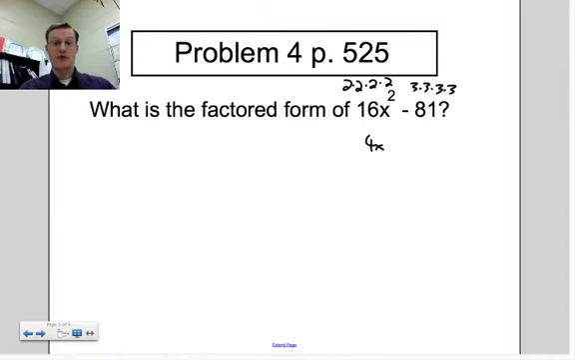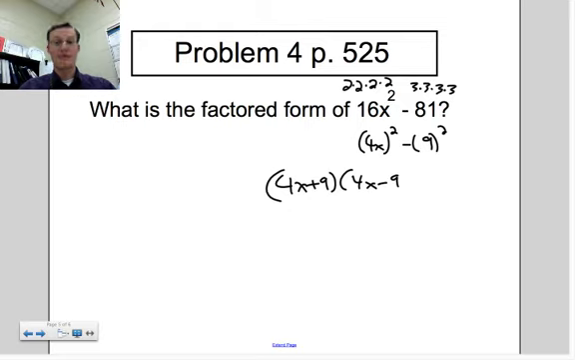So 16x squared, what times itself gives you 16x squared? Well, 4x times 4x gives you 16x squared. What times itself gives you 81? 9 times 9 gives you 81. And now I just split it up. This is the difference of two perfect squares. 4x plus 9, 4x minus 9.